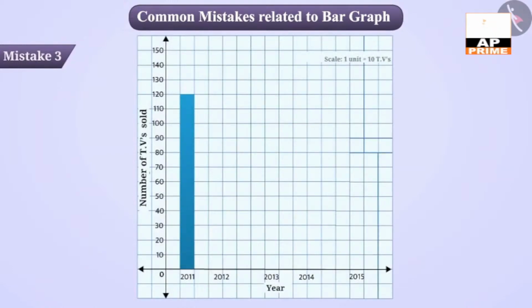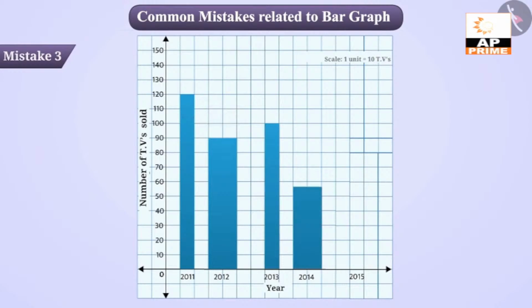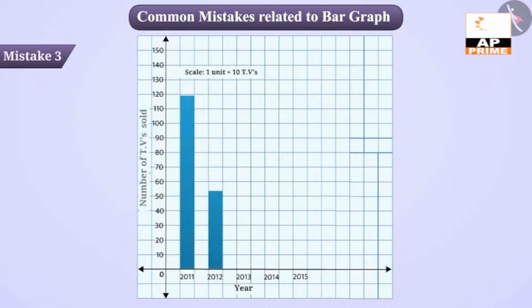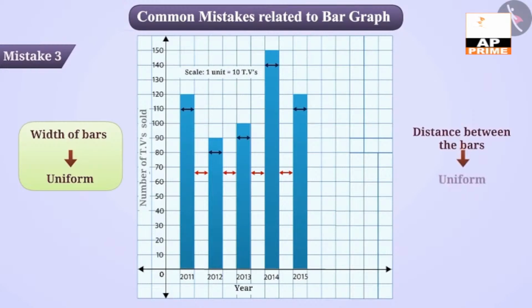Mistake 3. Some students fail to maintain a uniform width while drawing a bar. Similarly, some students fail to keep a uniform distance between the bars. We should keep in mind that the bars are of uniform width and that there is a uniform distance between the bars.